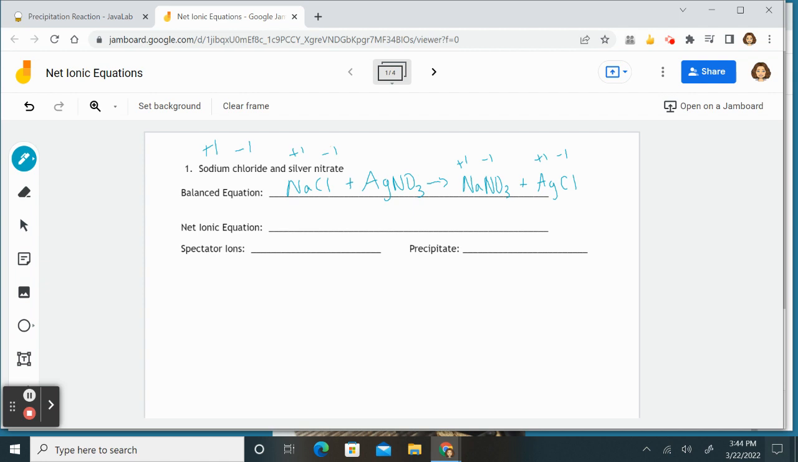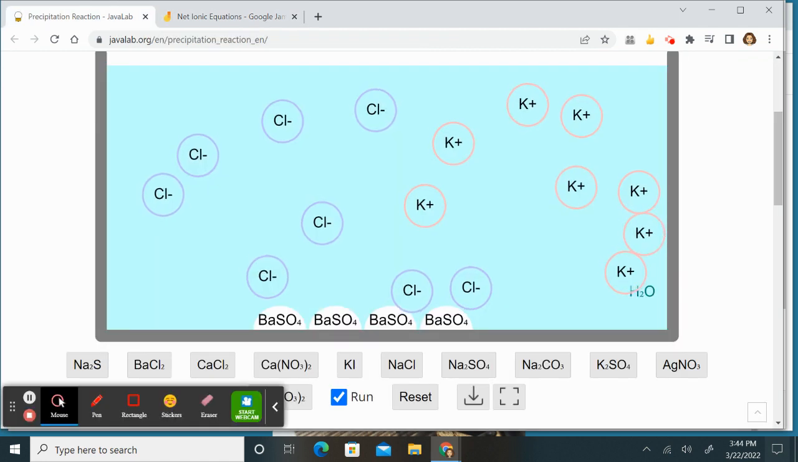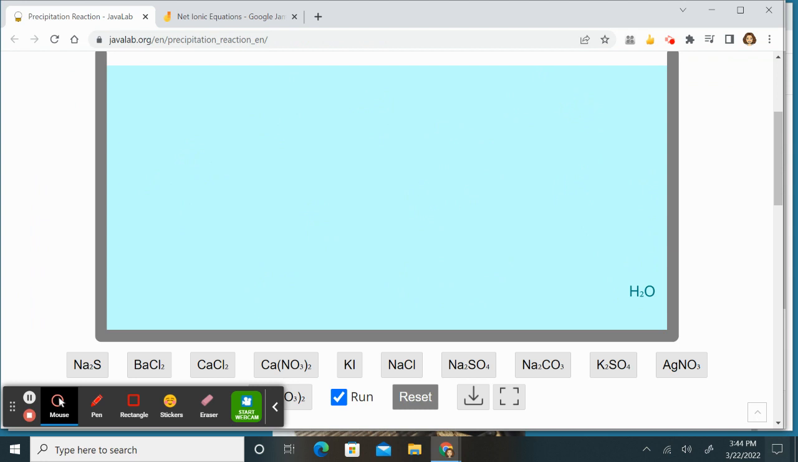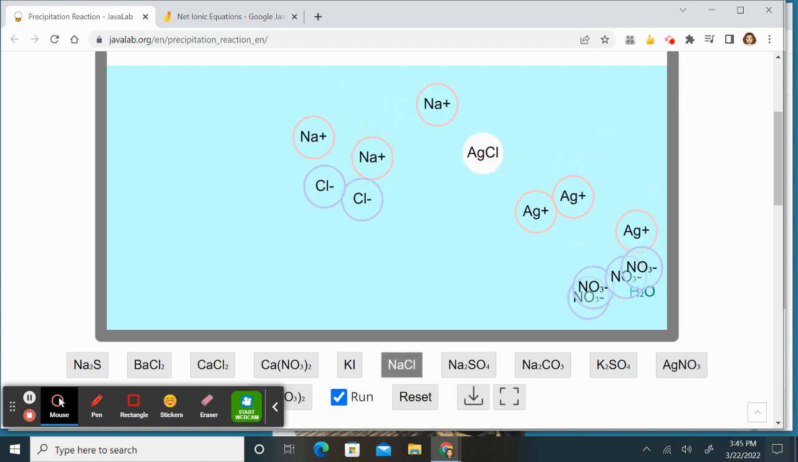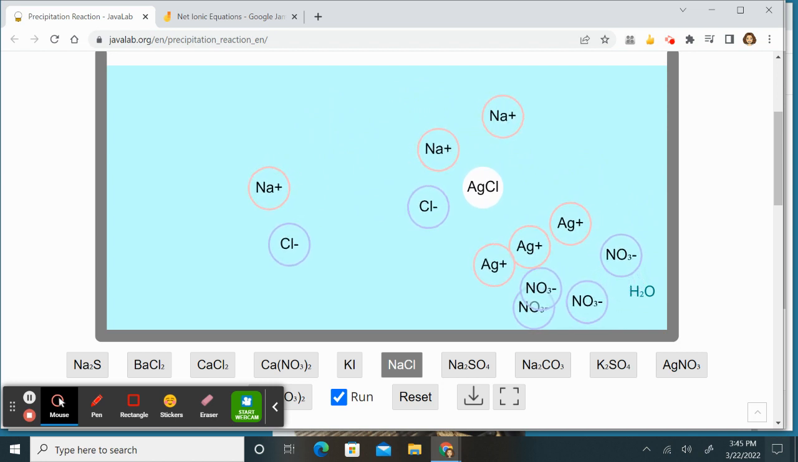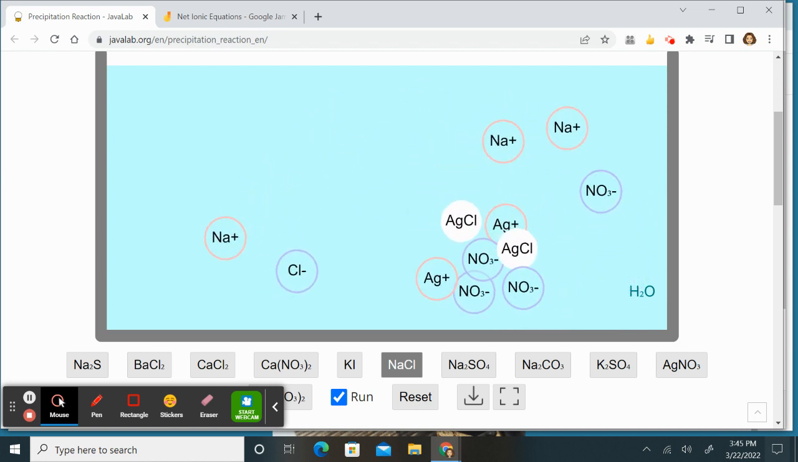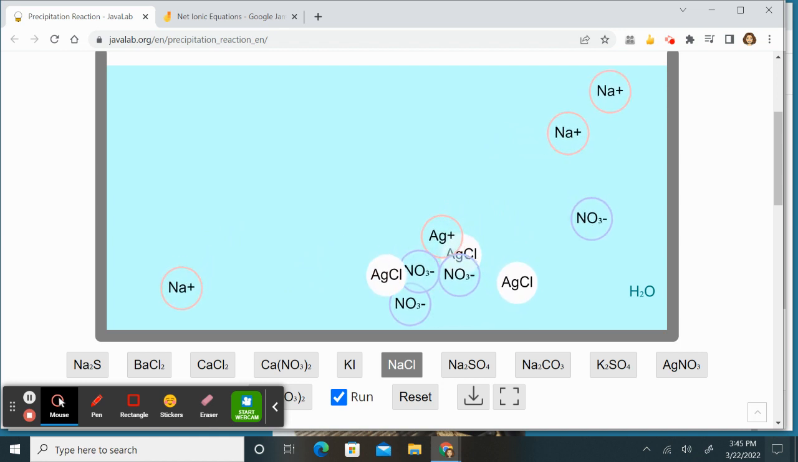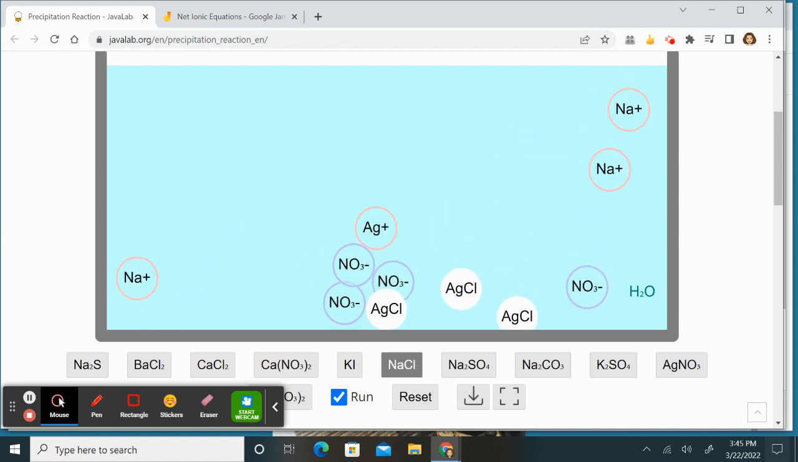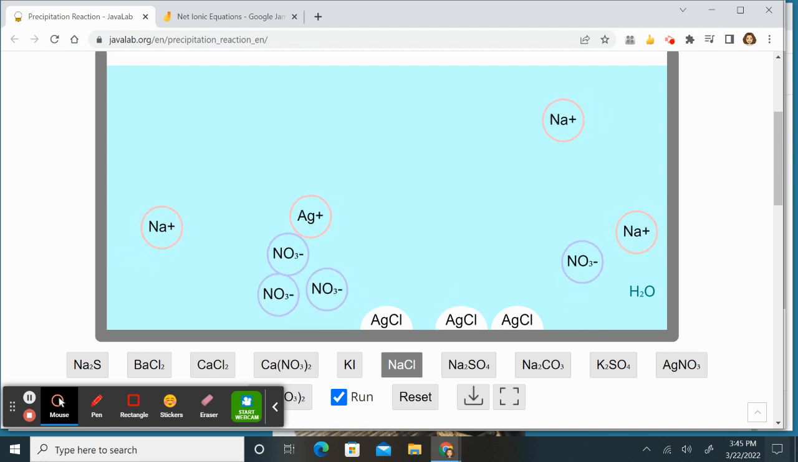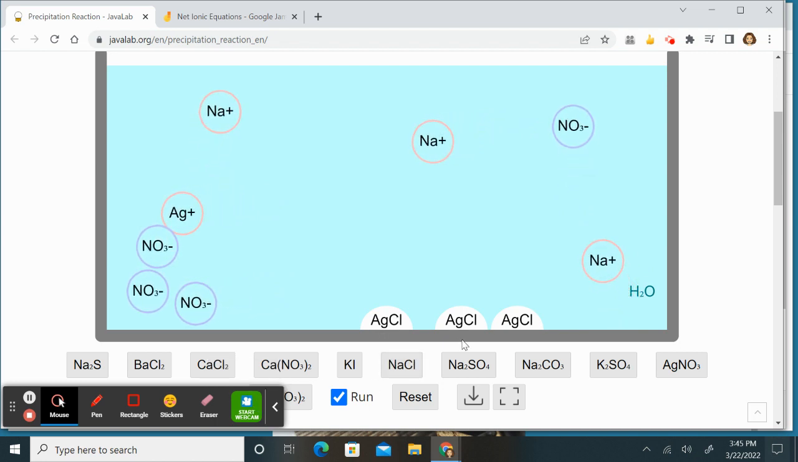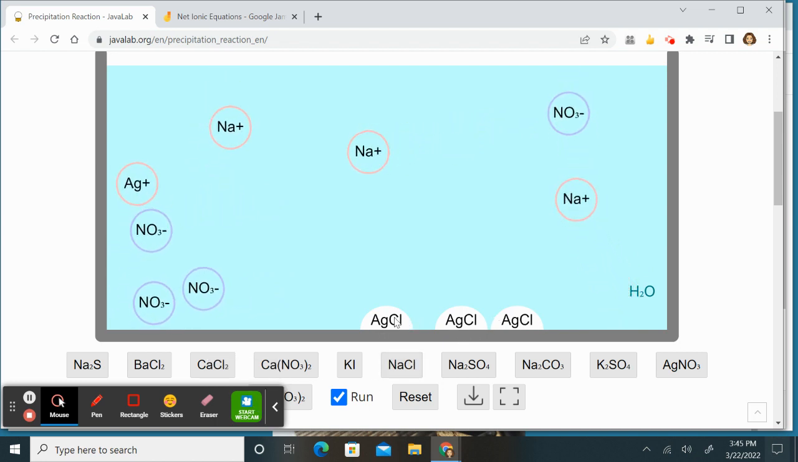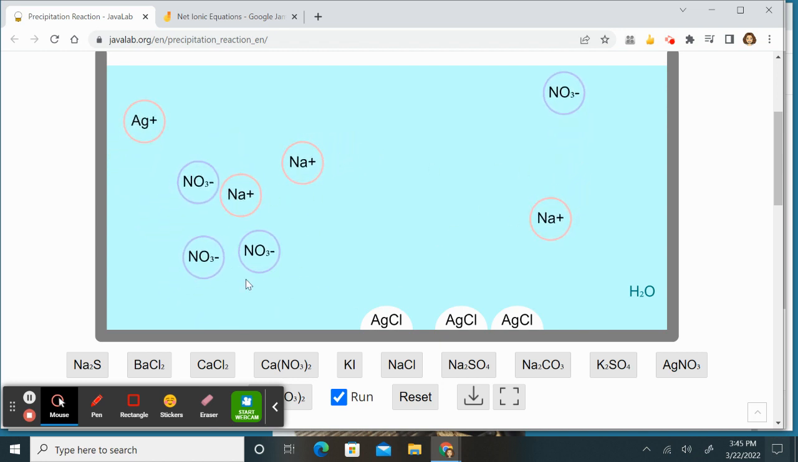Okay. Now, if we talk about our net ionic equation, if we look at the simulation we were using, right? So if we look at the simulation, we have the sodium and the chloride ions separating, and the silver ions and the nitrate ions separating. But as you see, the silver ions and the chloride ions stick together and form the silver chloride precipitate, as you see forming here in the bottom. And then the rest of the ions just are floating around, right?